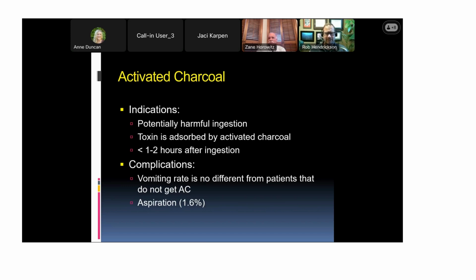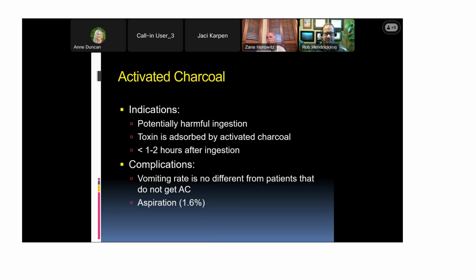As with all gastric emptying, you don't give charcoal to people who are going to be totally fine without it. So potentially harmful toxins adsorb to charcoal. And again, this number comes up, this 1 to 2 hours after ingestion. Again, if we think there's tablets or something in the stomach, the best example probably is salicylates, right? It doesn't matter that it's 10 hours after the ingestion. If they have a giant bezoar, then we're going to keep giving charcoal.